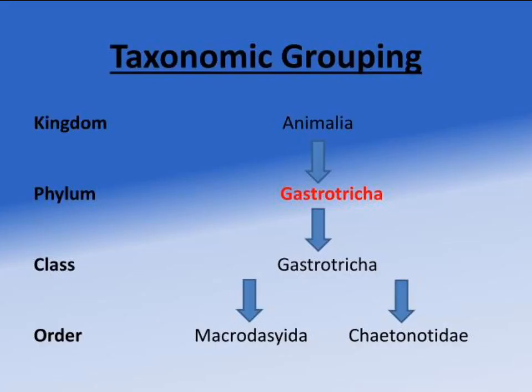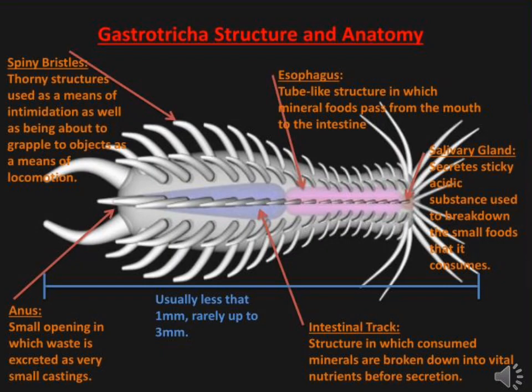Taxonomic grouping: Kingdom Animalia, phylum Gastrotricha, class Gastrotricha, order Macrodasyida and Chaetonotida. This is gastrotricha structures and anatomy.